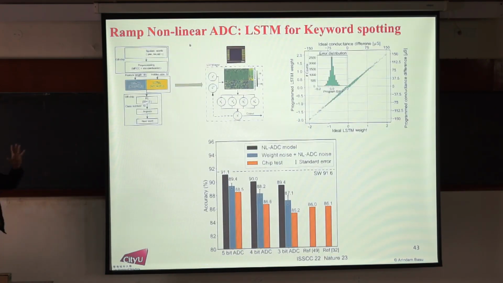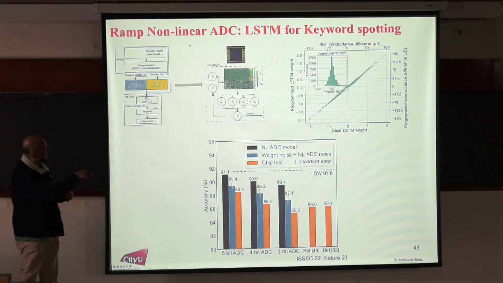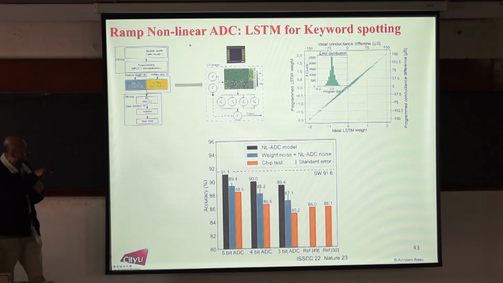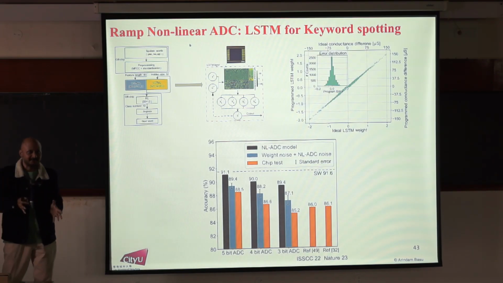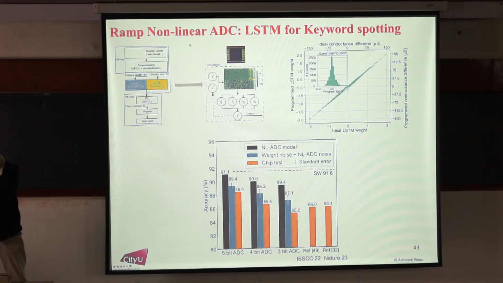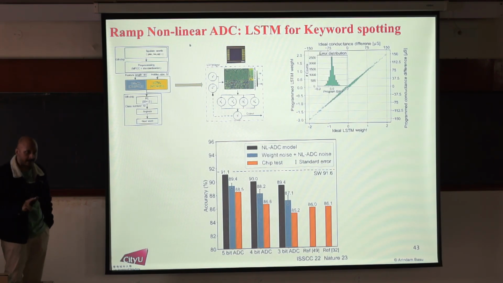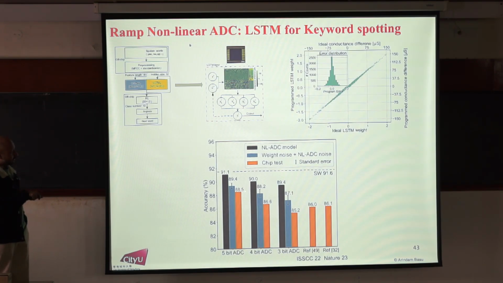Okay, so finally, with the whole thing put together, this is a real application for keyword spotting, an LSTM for keyword spotting. The reason for doing this is benchmarks, and you have to compare your result with other people in ISSCC, Nature, and so on. So this is a 5-bit ADC, this is a 4-bit ADC, this is a 3-bit ADC. These were pretty much state of the art at that time. One of these is Shichi's work actually. You can see that with the actual chip test, with all non-idealities put in, you can get something like 89% accuracy. It's good, but we can do even better.